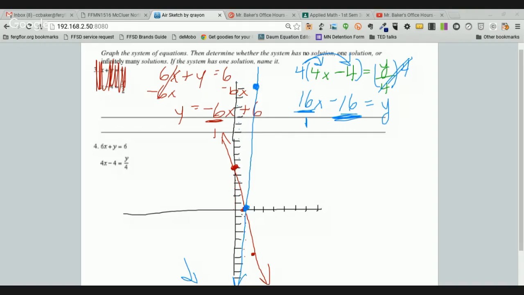Alright, where do they intersect? You see they intersect right there. The solution that we found graphically is x of 1, a y of 0. Alright, so there's two graphing ones.